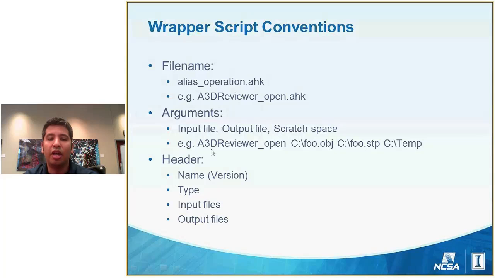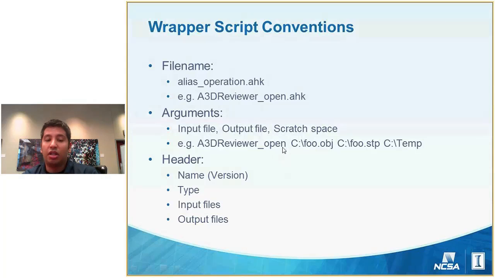So an example of calling Adobe 3D Reviewer's open operation through the command line interface would be something like this, where you call that script, pass it these three parameters, and it would actually carry it out. The open operation opens up this file, and then if it did more, saves it to this other file using this scratch space if needed. And so that's the naming convention of these wrapper scripts for the software servers.